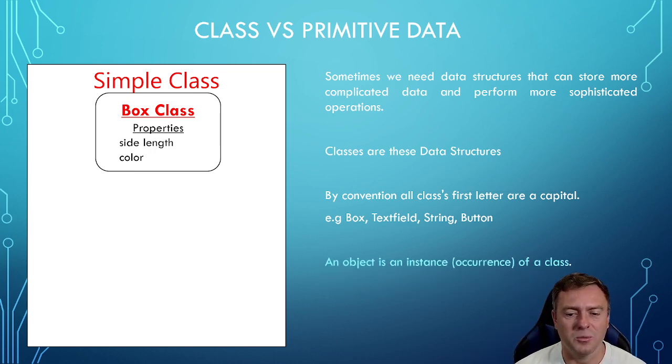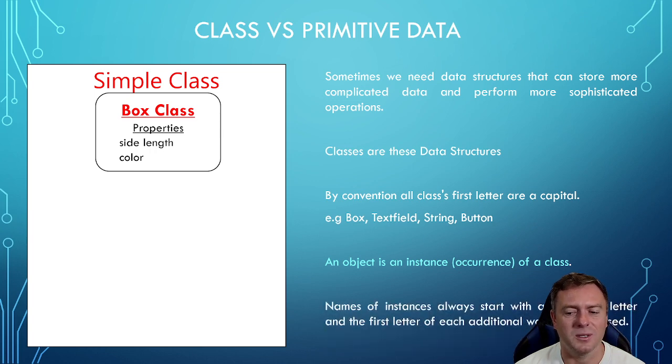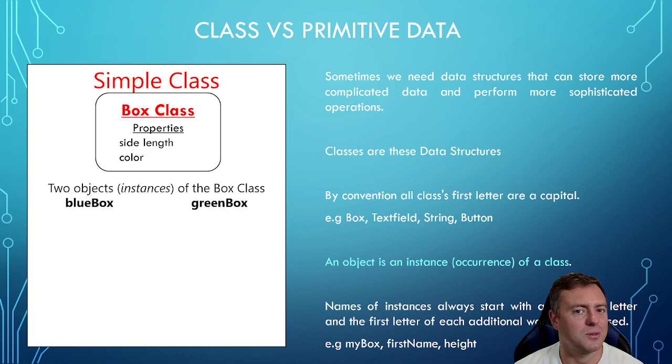An object is an instance or an occurrence of a class, and the names of the instances always start with lowercase letters, or camel case. That's another way to think of it. So for example, myBox, firstName and height. Believe it or not, when you did the turtle activity, that was a class. When you create an instance of the class, the turtle, I think we did Leo as the turtle, you could then access the different methods inside of Leo. So you could go leo.forward, leo.back, and all those things.